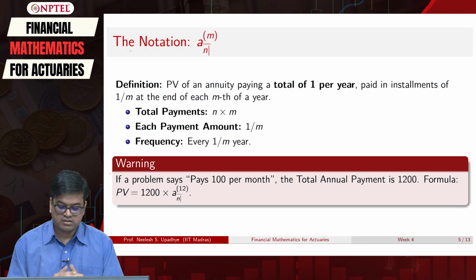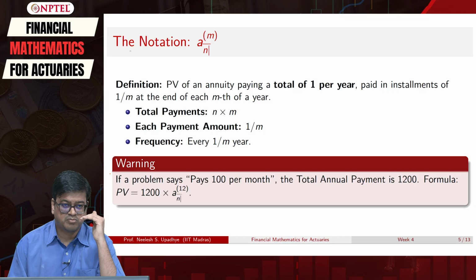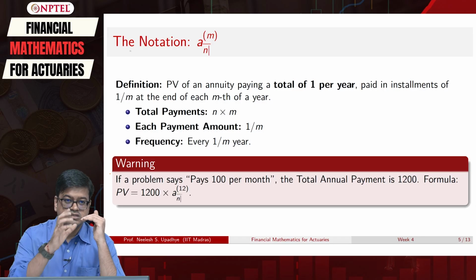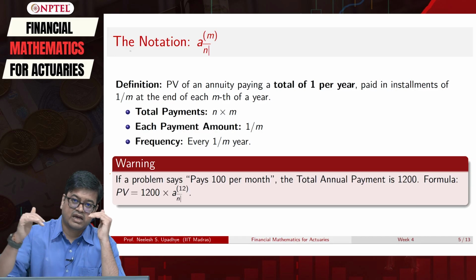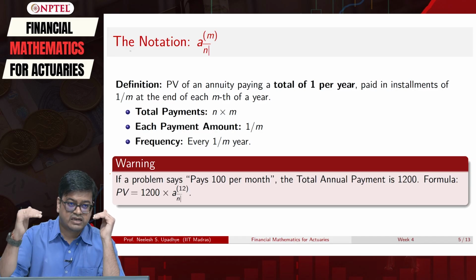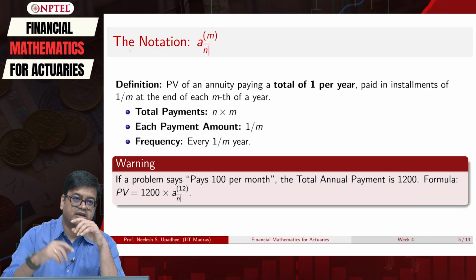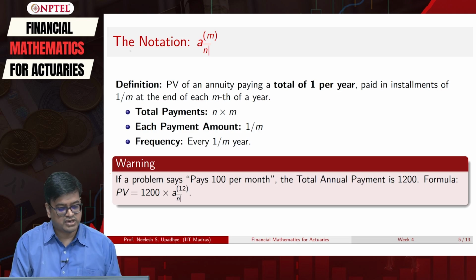Is it understandable? I will repeat again. If I am paying $100 per month, then this is equivalent to 1 by 12. Together I have $1200 in a year, and that 1200 is multiplied by this single unit that we are denoting with a notation A angle N M, where M is 12 now. Okay, that should be very clear now.